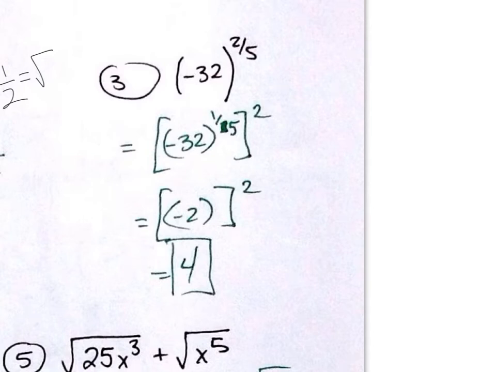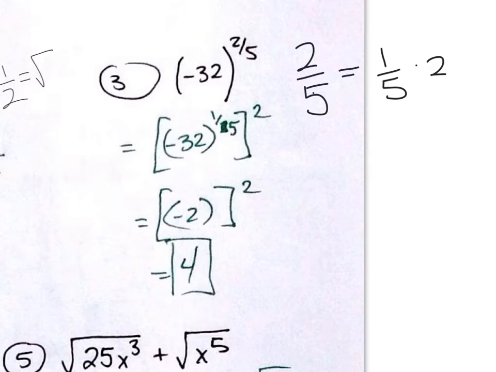Number 3, we have negative 32 to the 2/5, and I'm going to write here, let's try that. So when we have an exponent of 2/5, that's the same thing as 1/5 times 2. So it's frequently helpful where you split the fraction up, 2/5 as 1/5 times 2. So we have negative 32 to the 1/5, and then all of that to the 2.